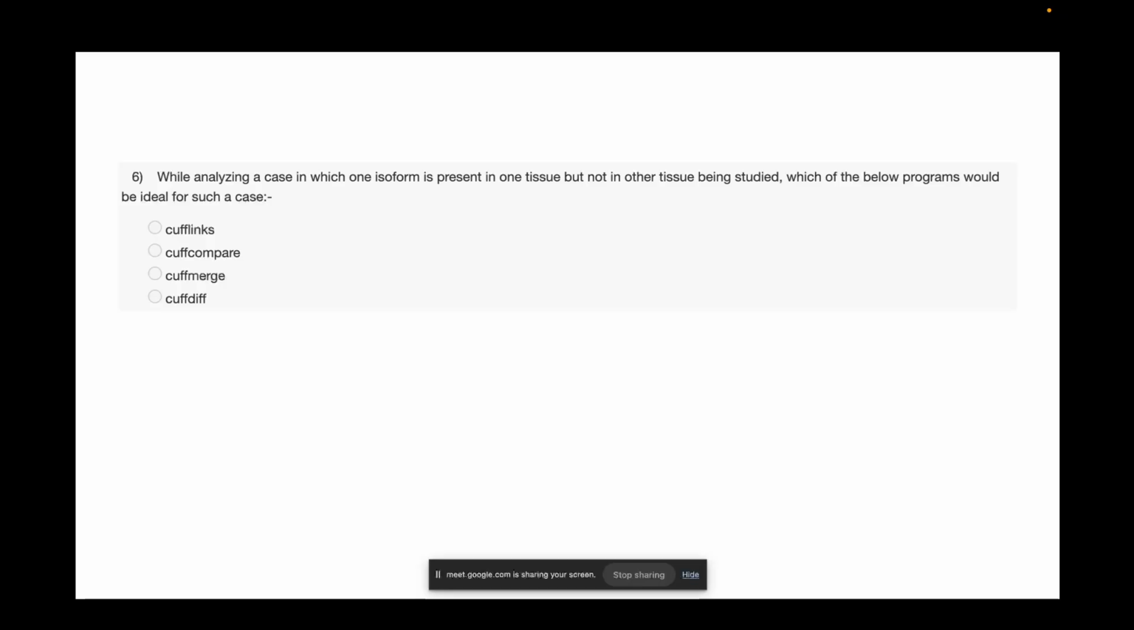Okay, before we go into these kinds of questions, there are a lot of these Cuff softwares. So there's Cufflinks, Cuffmerge, Cuffdiff, Cuffcompare. All of these are legit softwares. For each particular use case, we use one of these. So when one isoform is present in one tissue but not in another tissue, then you can use Cuffcompare. You compare different isoforms and their differences, and then you quantify the transcript levels of these two particular isoforms. So that is for Cuffcompare, right?